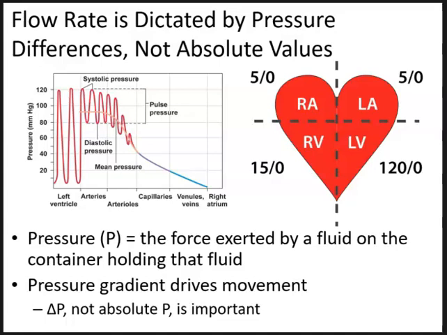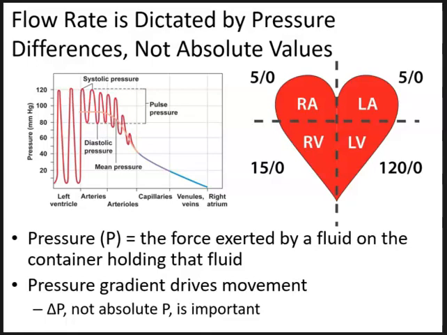This is part 4 of our cardiovascular physiology lecture series. We're going to be talking about flow, pressure, and resistance with regards to blood and the heart. Flow rate is dictated by pressure differences. Pressure we can define as the force exerted by a fluid on the container holding that fluid.